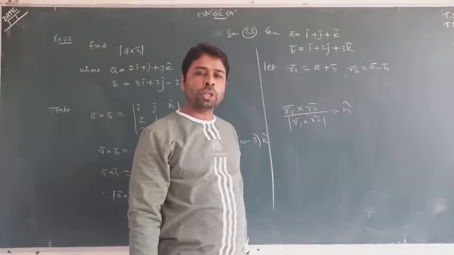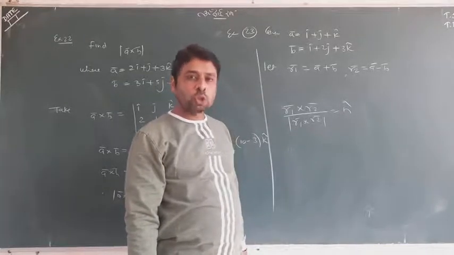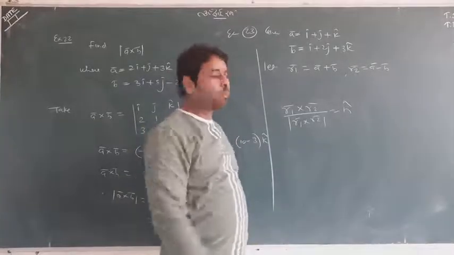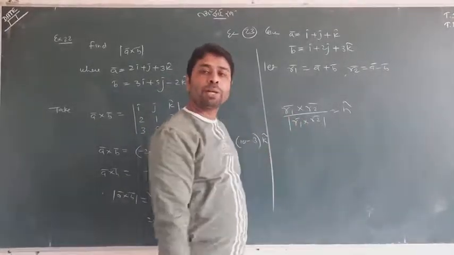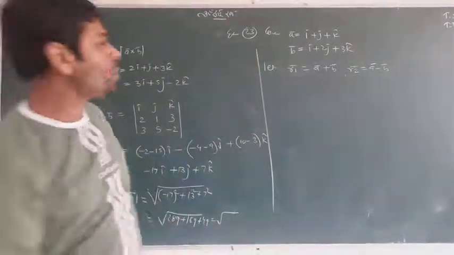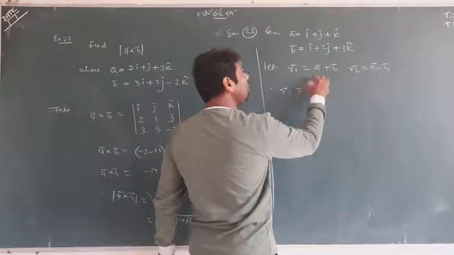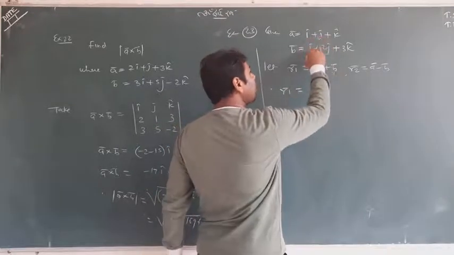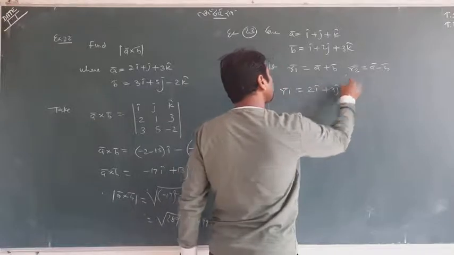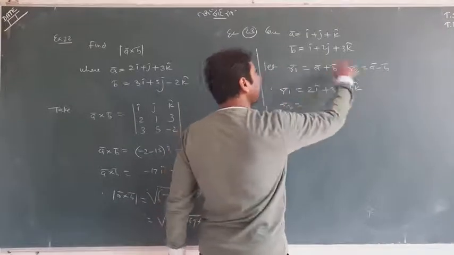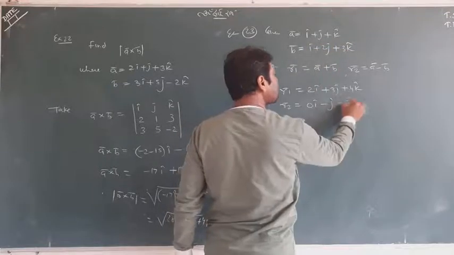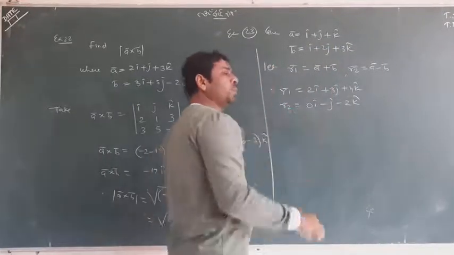Now my question is going to change. Find the unit vector perpendicular to R1 and R2. So we will use this formula. First of all I will find R1 and then I will find R2. So what are R1 and R2? We will find it. Say R1 equal to A plus B. So I will add it. i and i, 2i, j and 2j, 3j, and this is 4k. And R2 is equal to A minus B. So this is 0i, this is minus j, and this is minus 2k. So you have got R1 and R2.